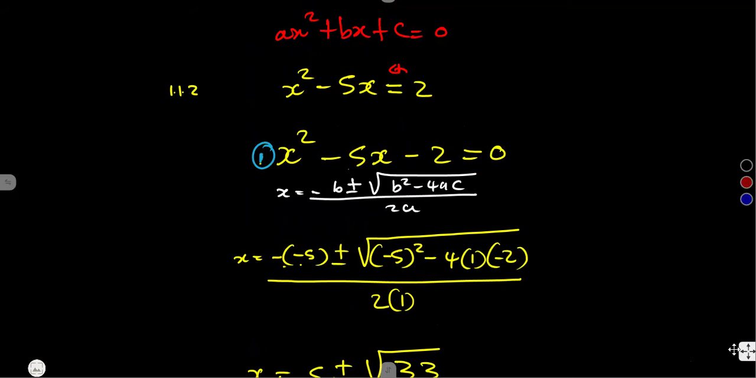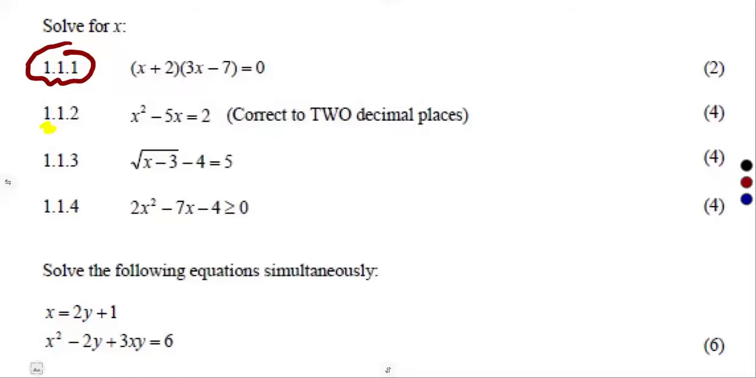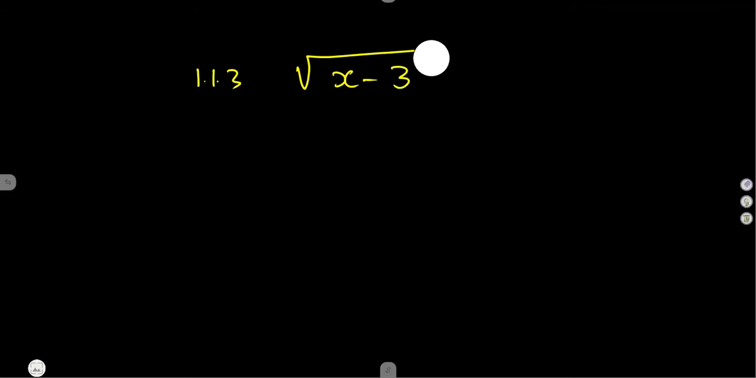All right, let us consider another part of our question, which is 1.13. Again, we've got an equation there, 4 marks. All right, why 4 marks on this one? It seems like a very common equation that we are given. But anyways, let us see what we are given. This is 1.13. So our equation is the square root of x minus 3, then this 4 is not under the square root, it is separate. Minus 4 is equal to 5.